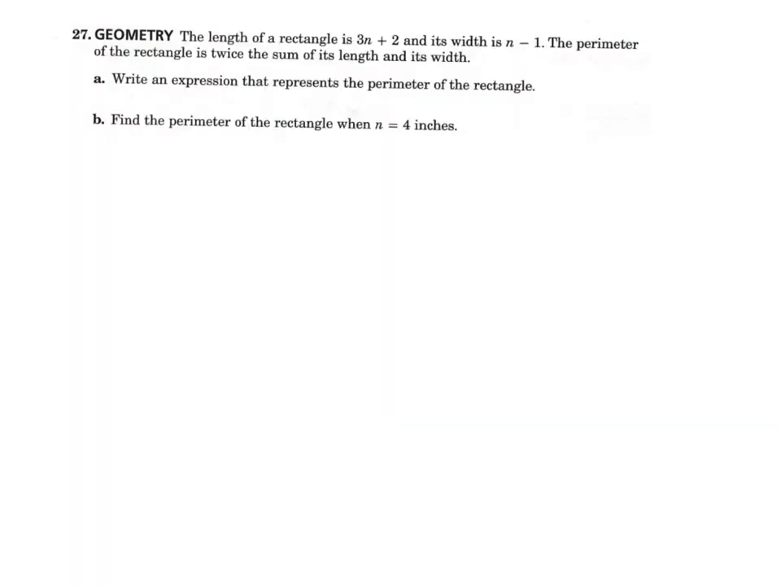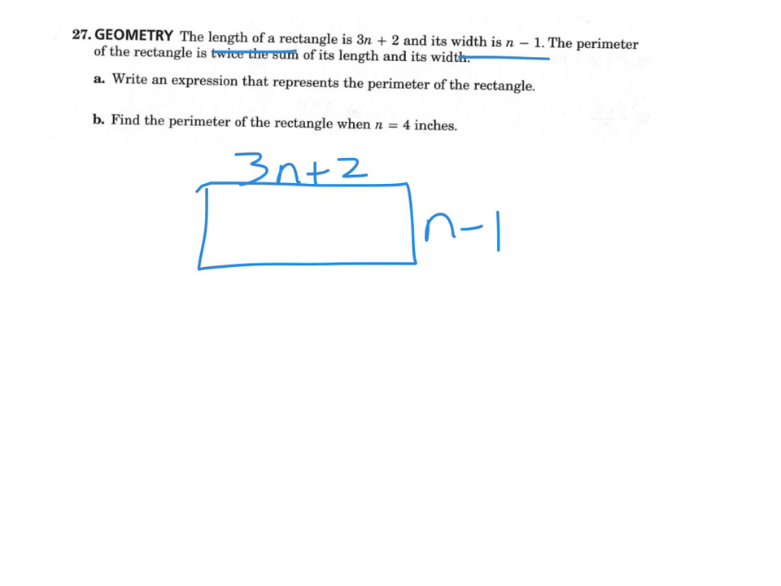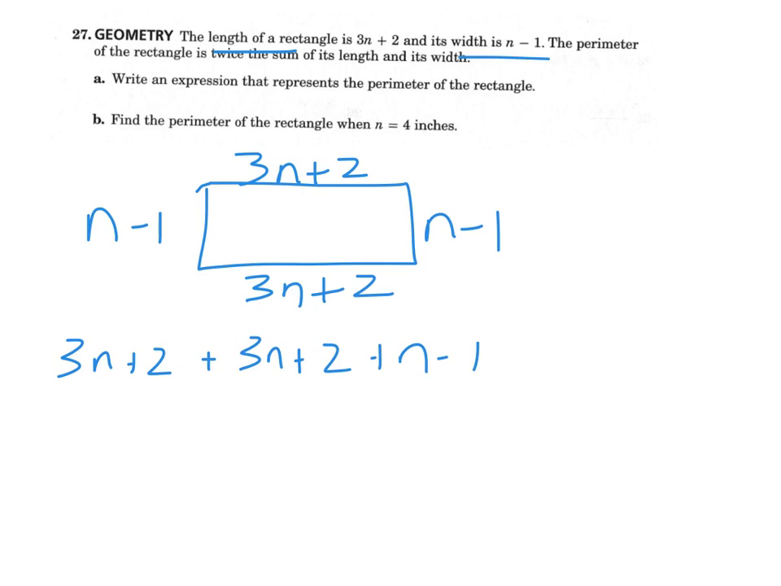All right, in this problem, we have to understand length and width in a rectangle. So I'm going to draw a picture. And our length is 3n plus 2, and our width is n minus 1. And of course, this width is also n minus 1, and this length is also 3n plus 2. The perimeter means to add them all up. So if we add them all up, 3n plus 2 plus 3n plus 2 plus n minus 1 plus n minus 1.